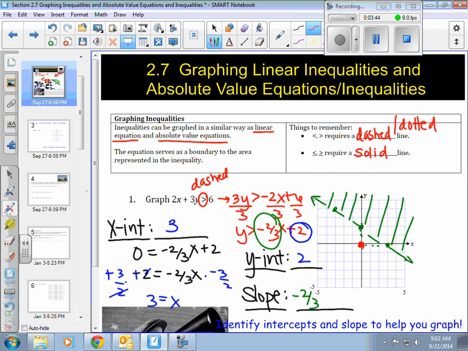So check the point (0, 0). That means plug it into the original. I would have 2 times 0 plus 3 times 0. Is that greater than 6? Well, that just gives me 0. Is 0 greater than 6? That is a false statement. So you do not want to shade the point (0, 0). And we did not, so my solution is correct there.